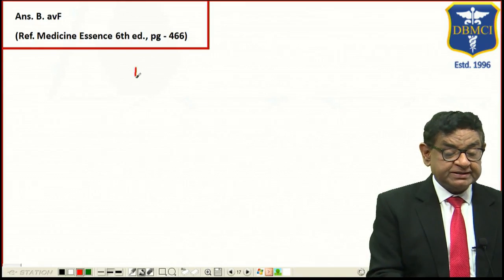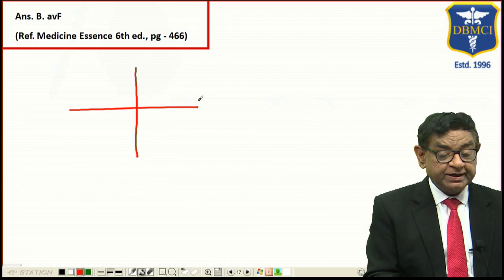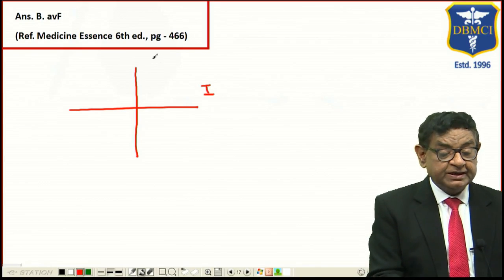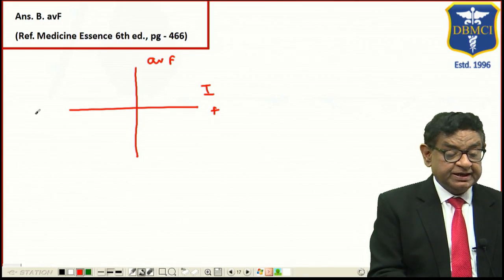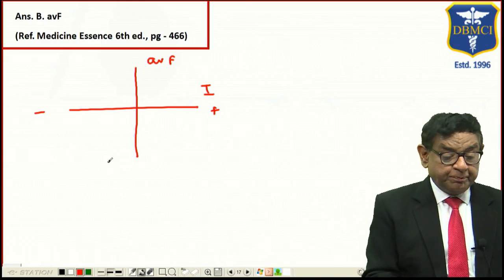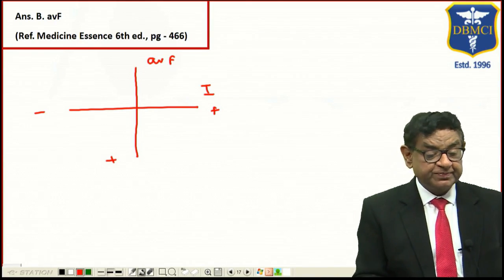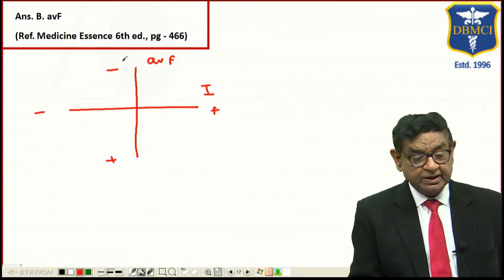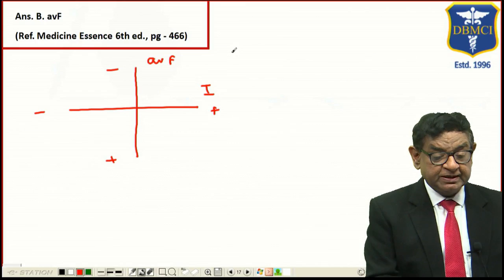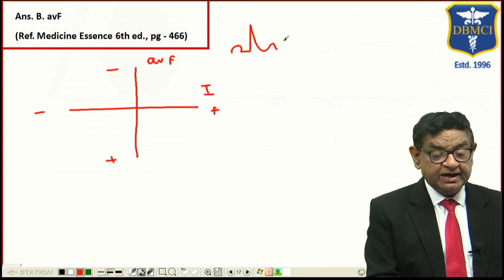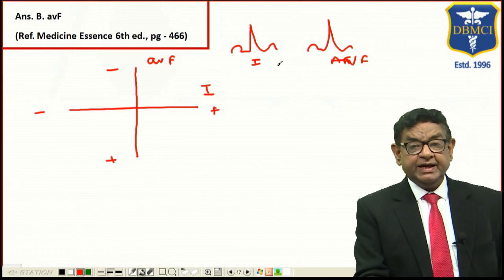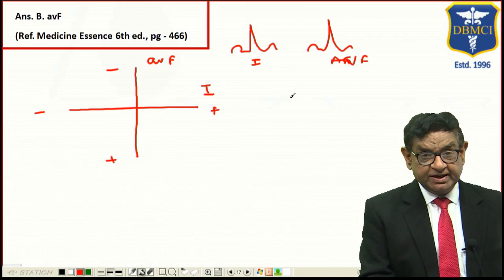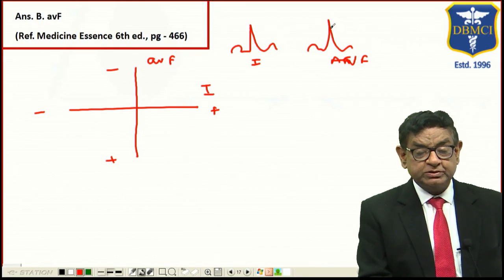If you have to calculate axis, we take L1. This is L1, and this is AVF. This is the positive side of L1, negative side of L1. Positive side of AVF, negative side of AVF. Now, let me tell you a more basic concept. Any beat upward is positive, any beat downward is negative. So both are going up, they are positive.